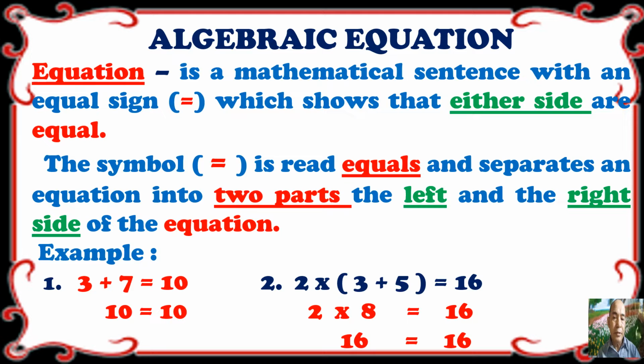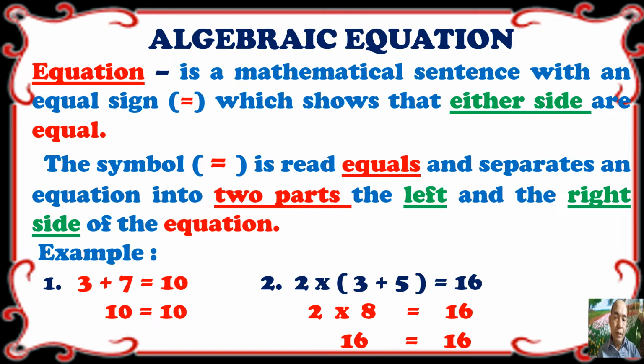side of the equation. Example number 1: 3 plus 7 equals 10. So the two sides of the equation are separated by an equal sign. Now, if we perform the addition, 3 plus 7 will give us 10. So 10 is equal to 10. That means that the two sides of the equation are equal.